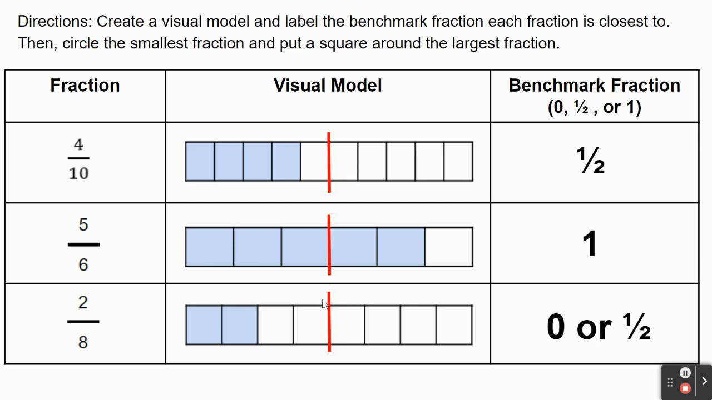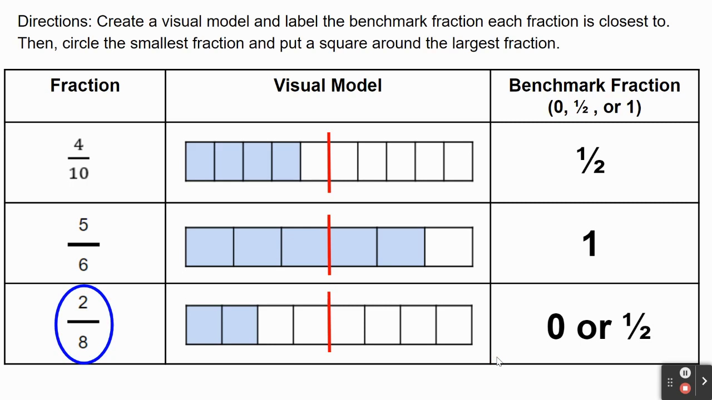The smallest fraction here, we are going to put a circle around it. Well, if we look at these visual models and we look at our benchmark fractions, we can see that there's only one fraction that could be closest to 0, and that would be 2/8. So we're putting a circle around 2/8.